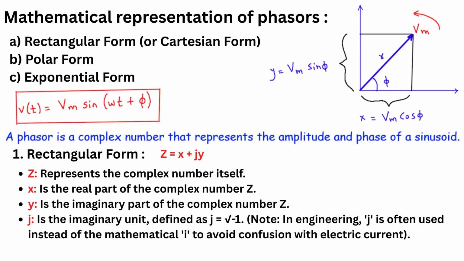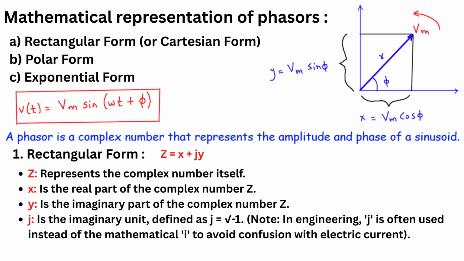So why j? It's a purely practical choice made by engineers. In electrical engineering, the letter i is almost universally used to represent electric current. Using i for both the imaginary unit and for current in the same equation would be a recipe for disaster. So, engineers adopted j to keep things clear. It means the exact same thing. So, when we write our phasor in rectangular form as z equals x plus jy, we're essentially giving a set of directions. To find the tip of the phasor, start at the origin, move x units along the horizontal real axis, and then move y units along the vertical imaginary axis.